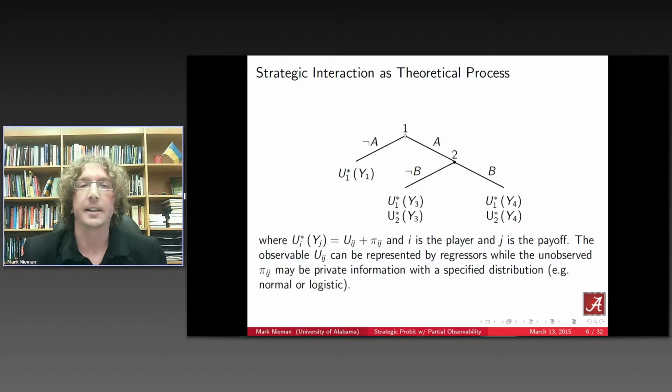So we can think of this as a theoretical process, a strategic interaction, where player one chooses action A or not A, and that choice depends in part on what they expect player 2 to do.